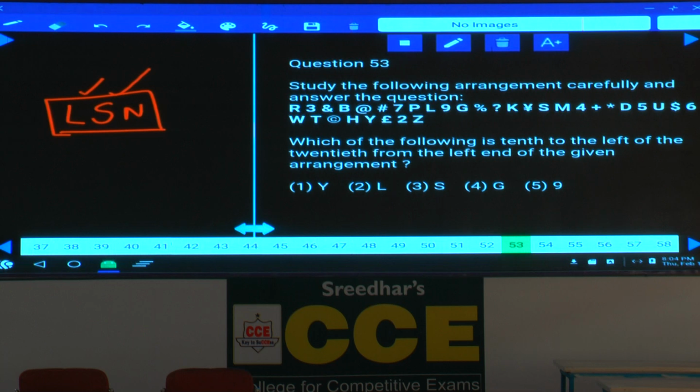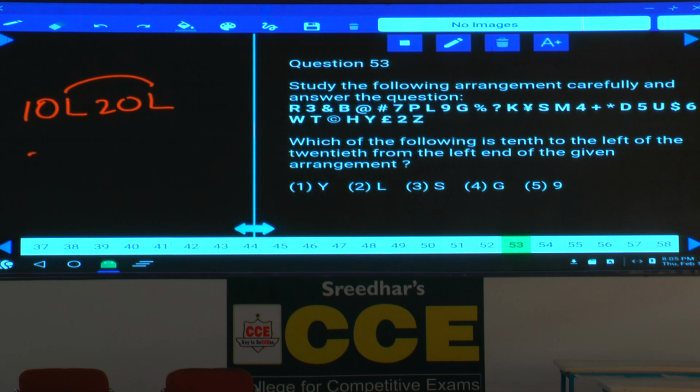Then coming to question number 53, which of the following is 10th to the left of, 20th from the left hand side. Now here, left and left. How many directions do we have? 2 directions. Now tell me whether the directions are same or different? Same. Whenever the directions are same, then what we should do? Now we should subtract between these two. Hence 20 minus 10, whenever the direction is same, always subtract between these.